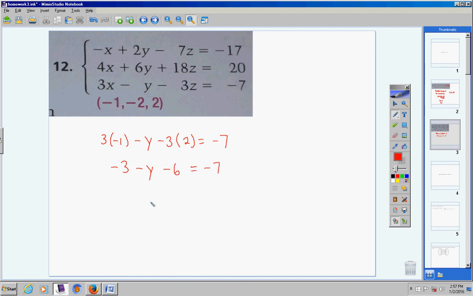Combine your like terms. I have negative y, negative 3, negative 6. You owe me 3. You owe me 6 more. So you owe me $9. Now bring the negative 9 over and make it a positive 9. So negative y equals 2. Now, there's really a negative 1 here, even though you can't see it. So if you divide both sides by negative 1, 2 divided by negative 1 is negative 2, which checks.